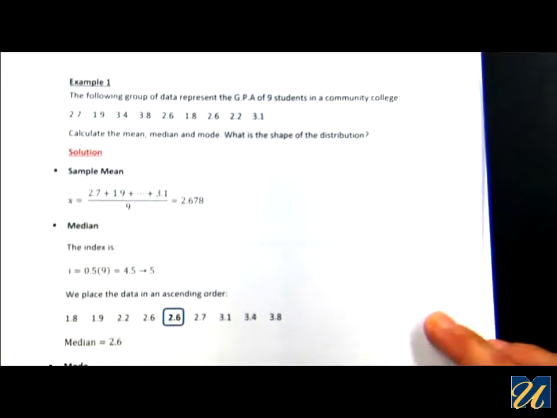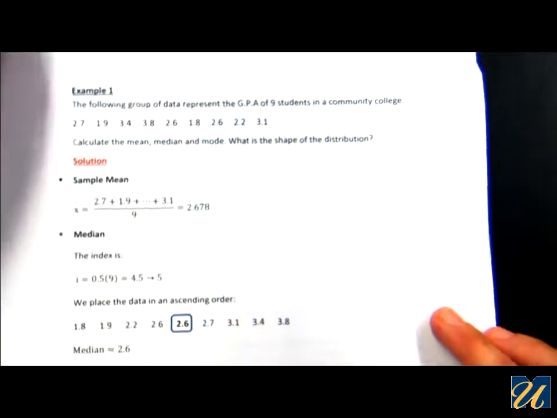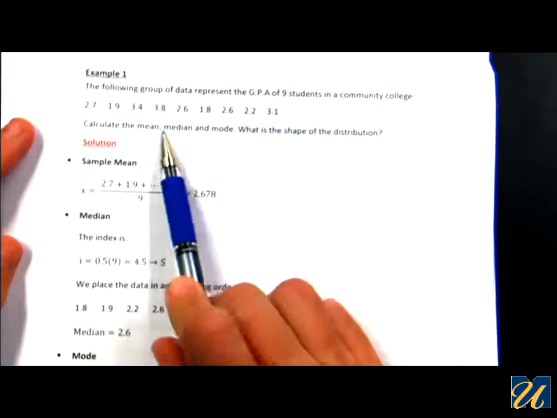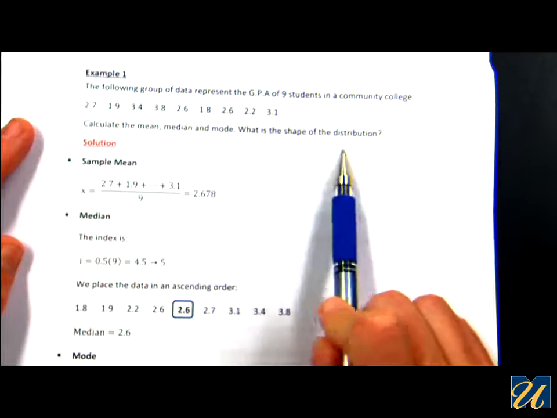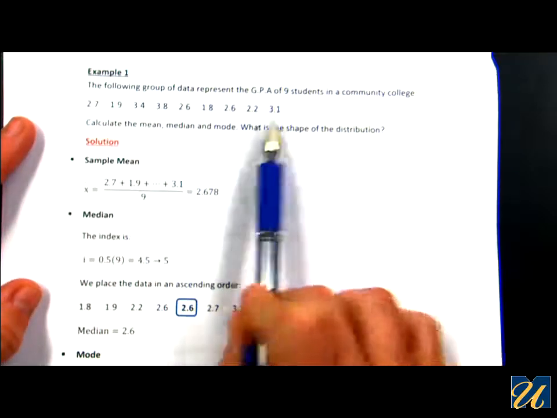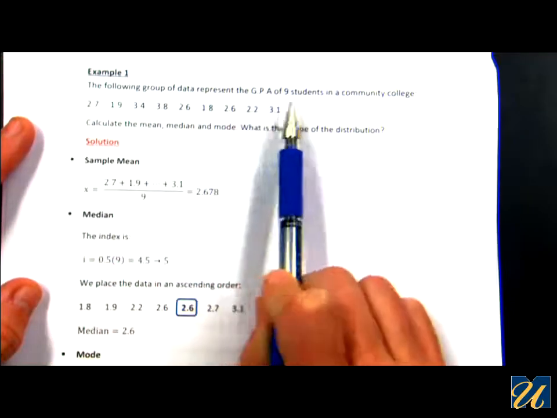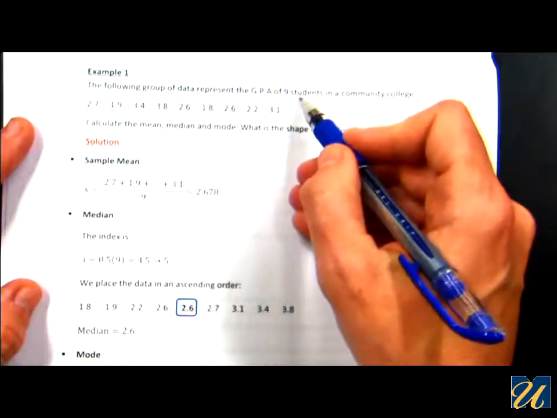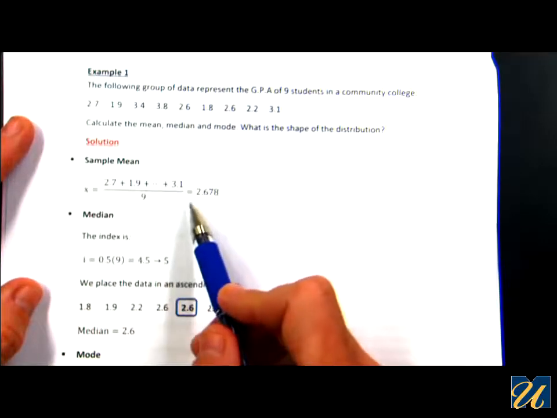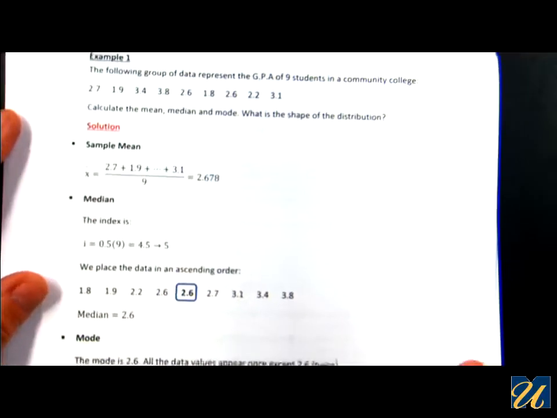Let's look at this example. You are given a data set, and you are asked to calculate the mean, the median, and the mode, and also determine the shape of the distribution. To find the mean, we add them all. We have n equal to 9. We divide by 9. The average will be 2.678.